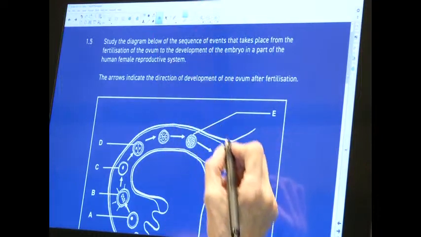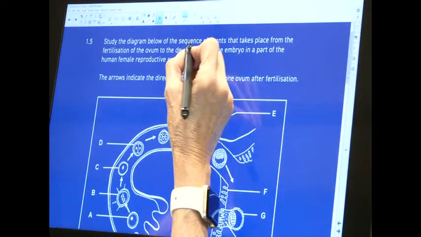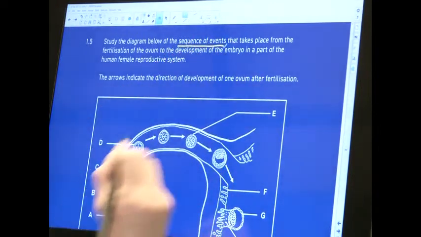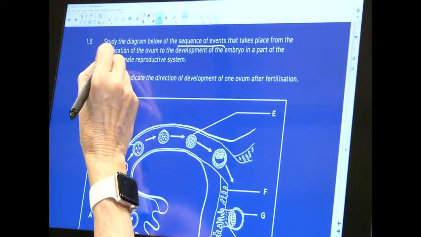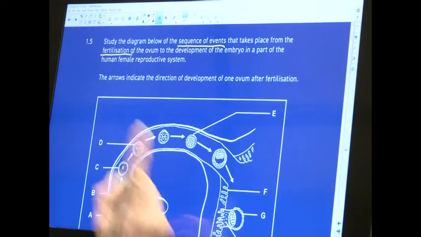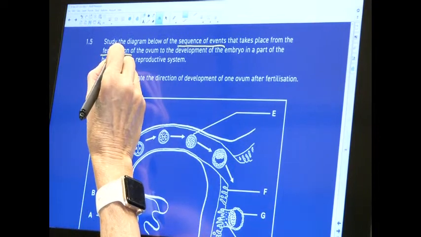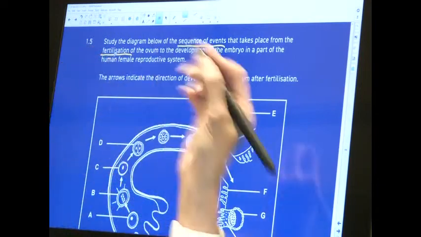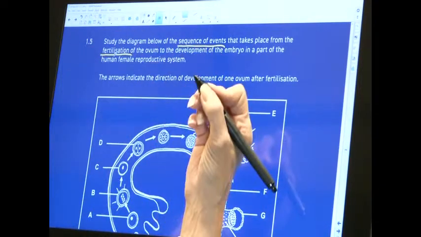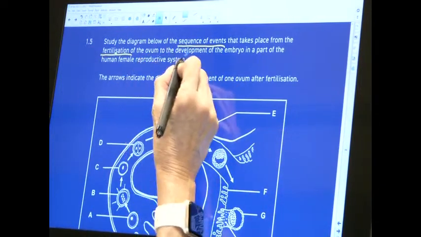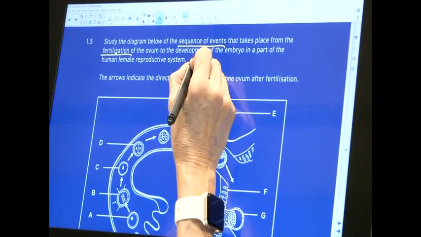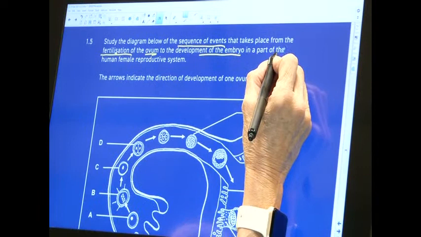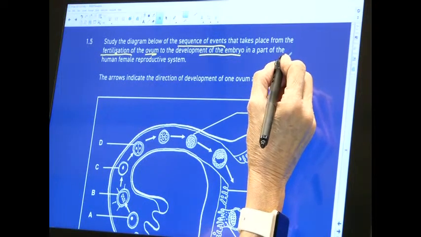What do we have here? We've got, study the diagram below of a sequence of events that takes place from fertilization. And by the way, fertilization can be spelled with an S or a Z, hey? So remember, Z is Oxford English and an S is American version. So, of the ovum to the development of the embryo, okay, in part of a human female reproductive system.